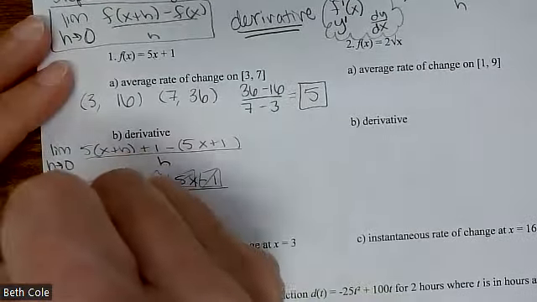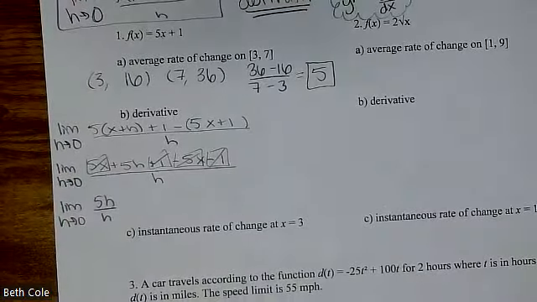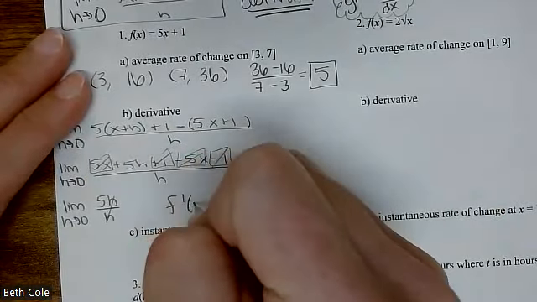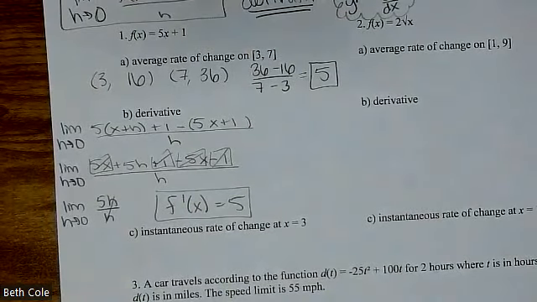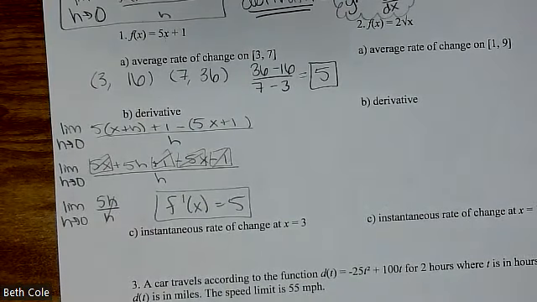So you have limit as h goes to 0, 5h over h, and then the h's cancel, and your derivative is literally just the number 5. F prime of x equals 5. Your derivative is 5. Why is it 5? Because that's the slope. If your function is linear, the derivative is the slope. And I'm fine with you skipping all this work, but it's only if it's linear. It's only if it's a line will that work.